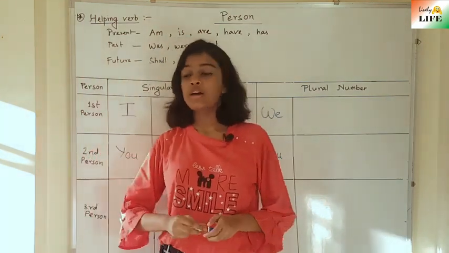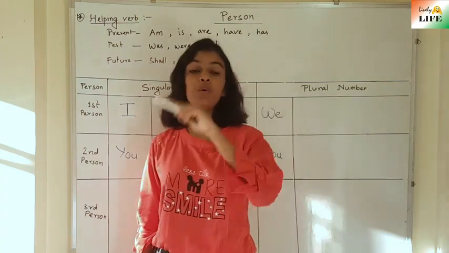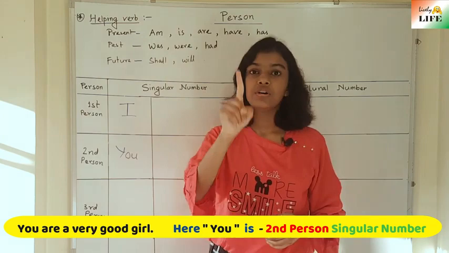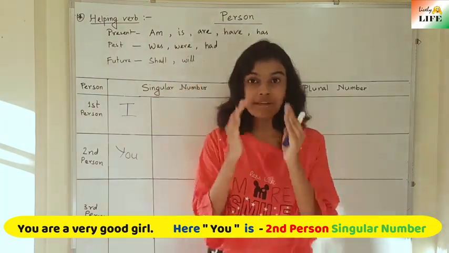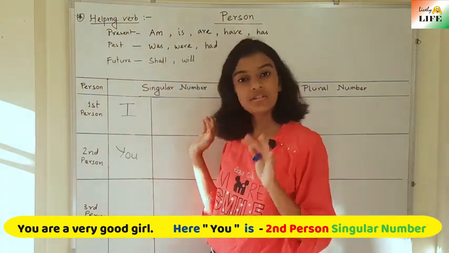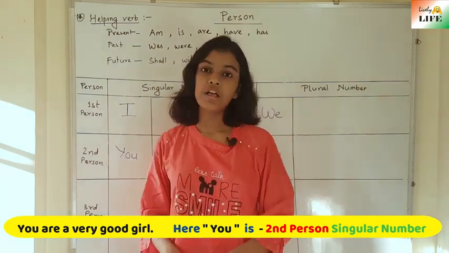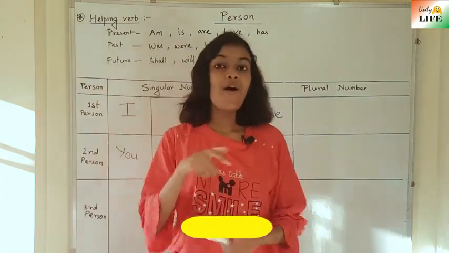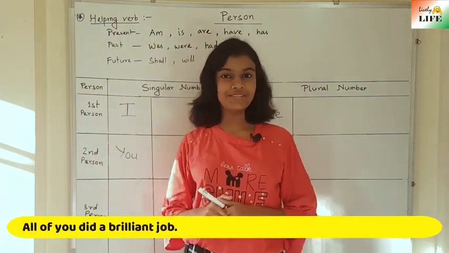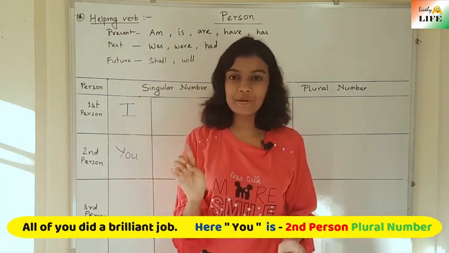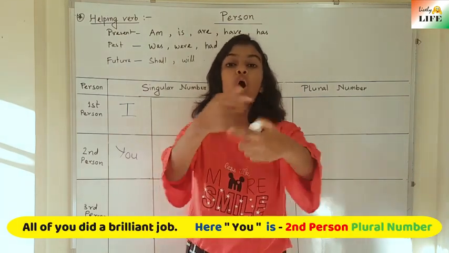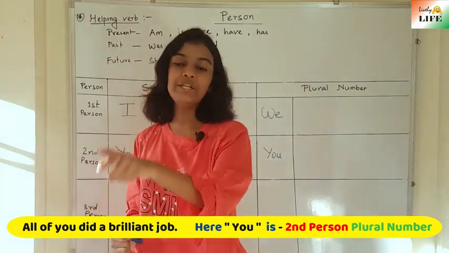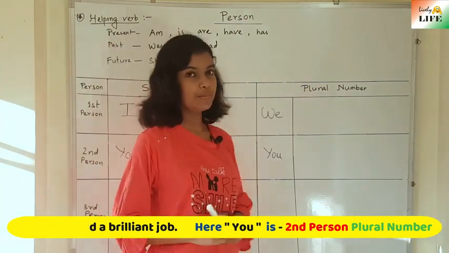Now let's take an example. You are a very good girl. Here I am talking about only you. You are a particular girl. So here you is acting as a singular number, right? You are a very good girl. Now let's take an example of you in plural number. All of you did a brilliant job. Here you doesn't mean a singular number, it is plural, means all of you, means more than one person. So all of you did a brilliant job. Here you acts as a plural number.